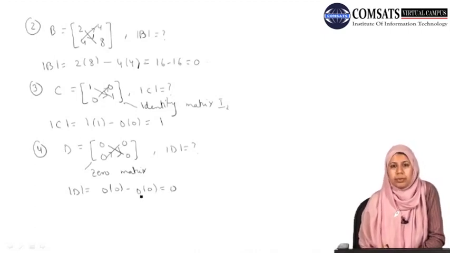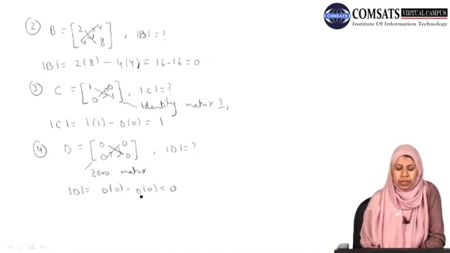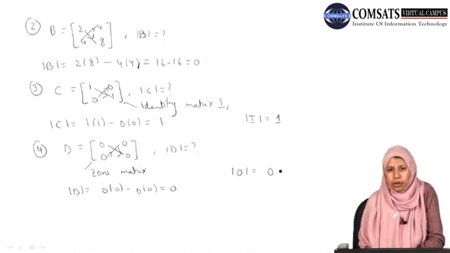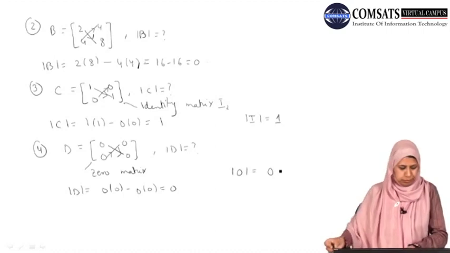So the determinant of a 0 matrix is always 0, no matter whatever the order of the matrix is, and the determinant of the identity matrix is always 1. That is, the determinant of identity matrix is always 1, and the determinant of 0 matrix is always 0, irrespective of the order of the matrix.